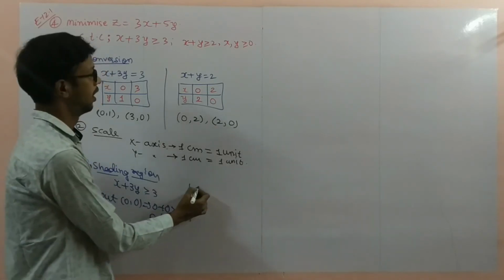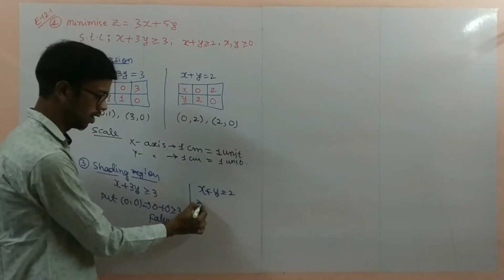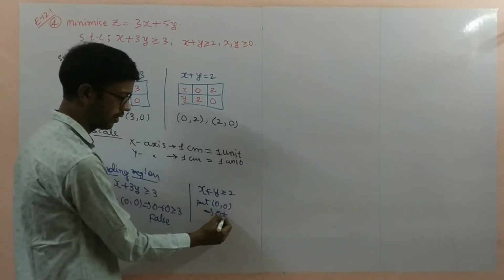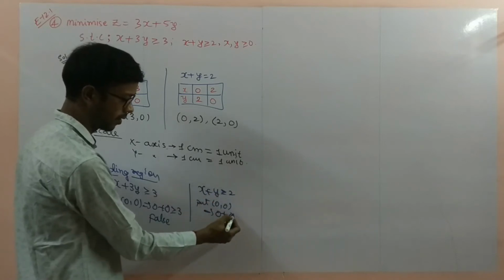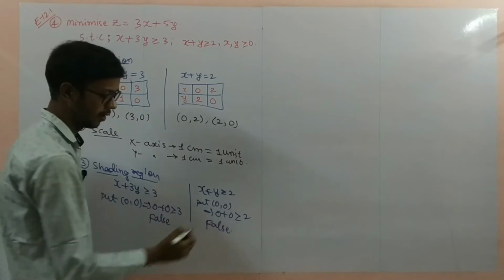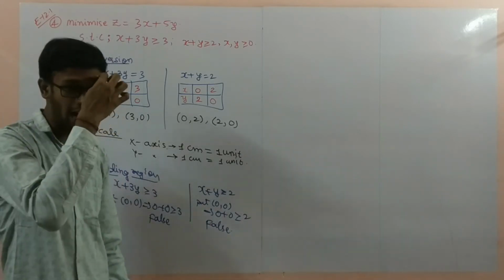Next, x plus y is greater than or equal to 2. Put 0 comma 0. That implies 0 plus 0 is greater than or equal to 2. This is also a false statement. The statement is false. So now you draw the graph here.